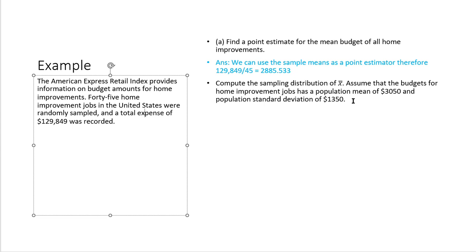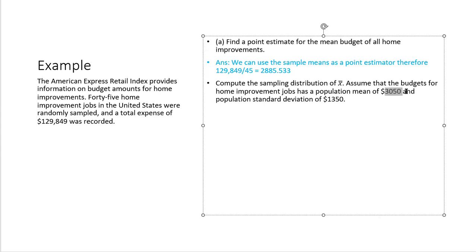Again, there's something we should already know: the sampling distribution, especially one with a size of 45, is not only going to be normally distributed, but is going to have a mean that is equal to the population mean, which is 3050. So that's our mean, and then our sampling distribution standard deviation.